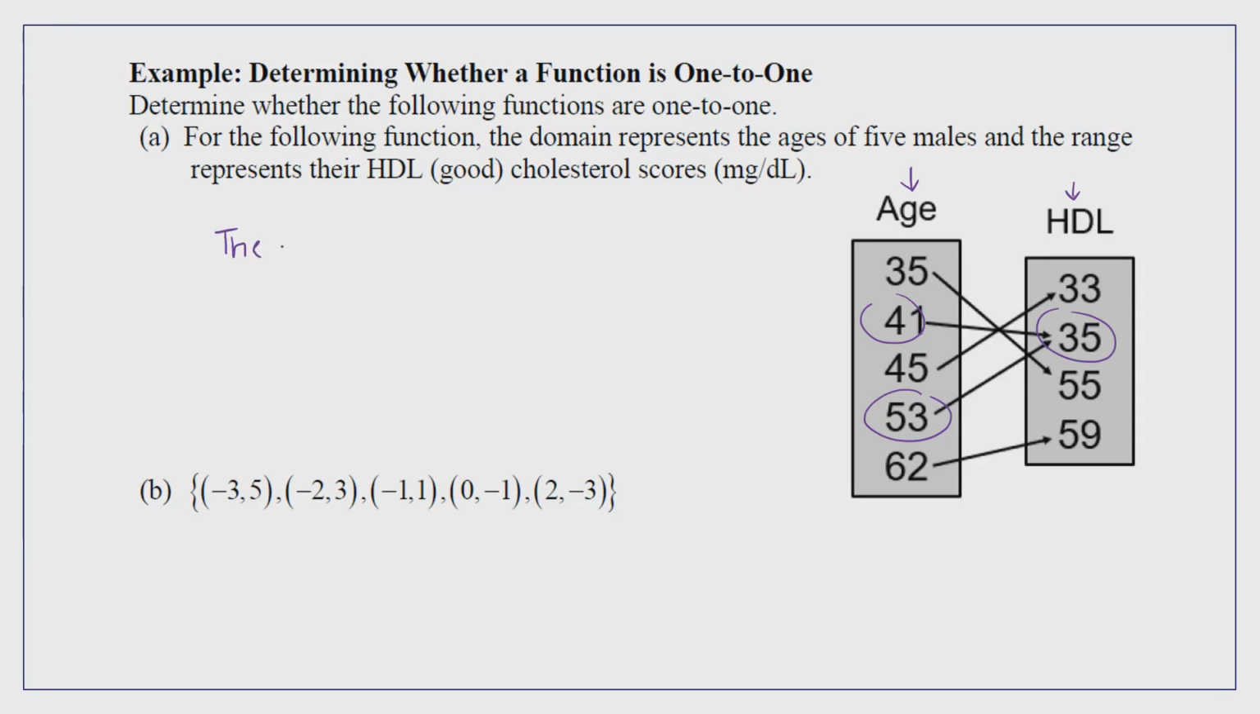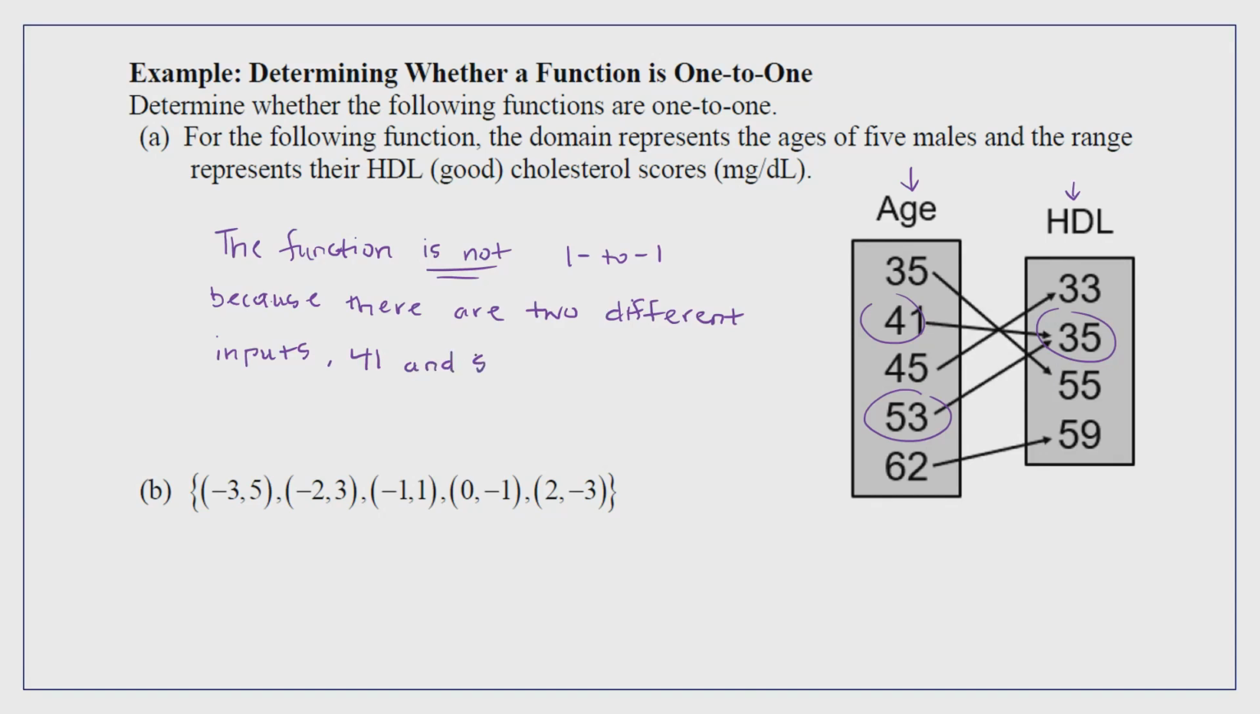So the function is not one-to-one because there are two different inputs, 41 and 53, that correspond to the same output, 35.